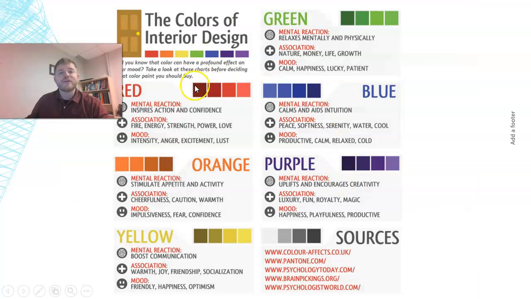This is just a little slide to give you an idea of the colors of interior design and some of the feelings that they get. As well with what we do in the situations that we work, specifically long-term care, and there's a mental health component as well. So something like a red or an orange often can encourage intensity, anger, excitement, impulsiveness, fear, confidence.